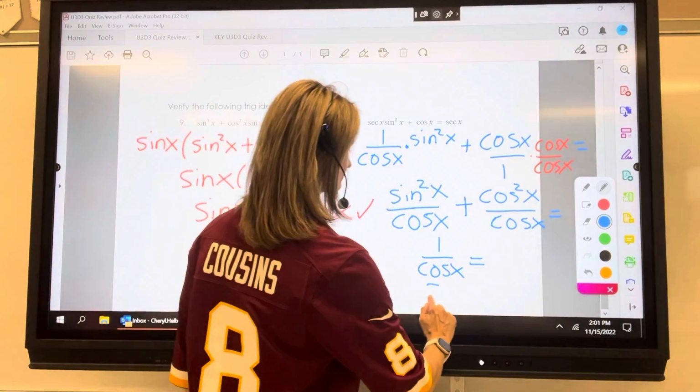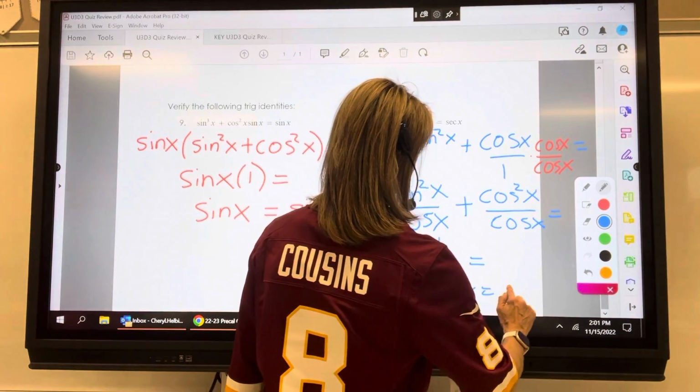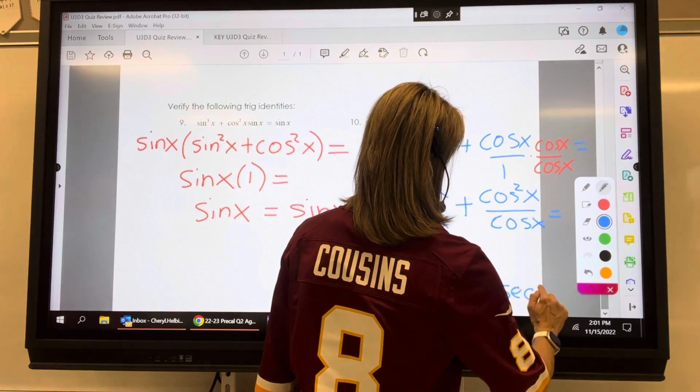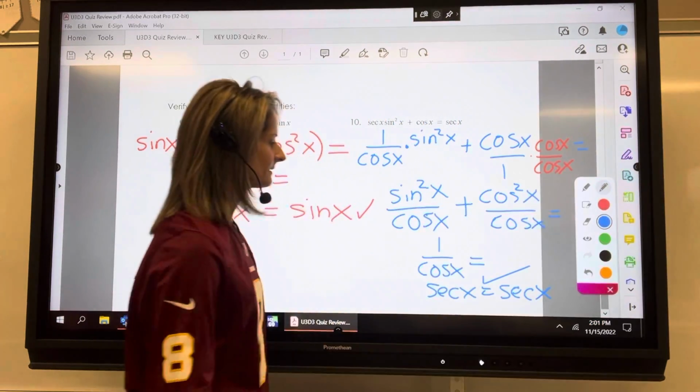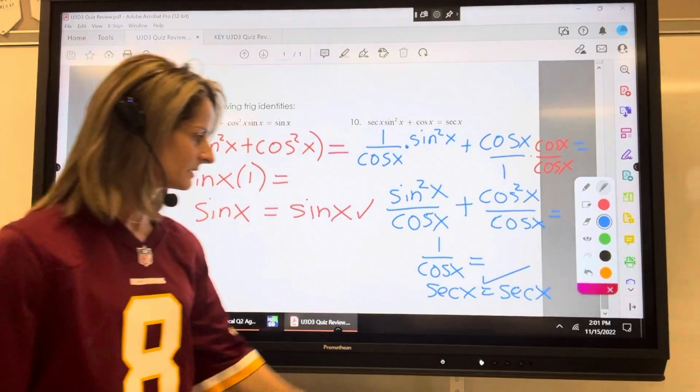So I'll just write secant of x equals secant of x, check. Sometimes I put my check on the side, sometimes I put it right by the equal sign.